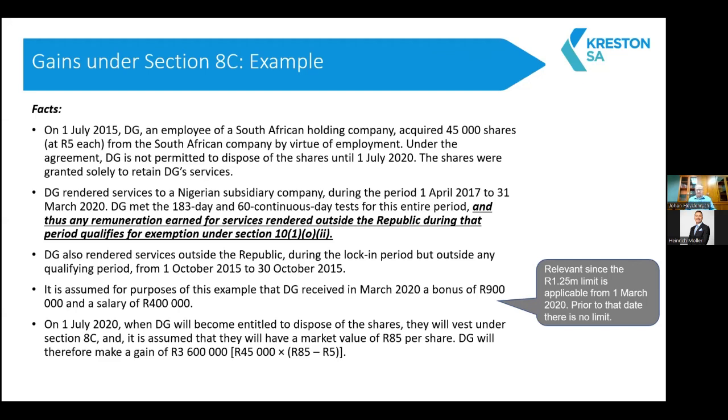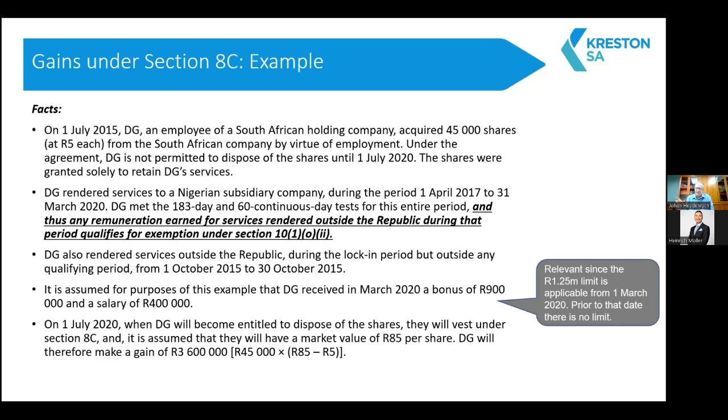So 1 July 2015, you get the share for 5 rand. You're not allowed to dispose of it, so it's a restricted equity instrument. On 1 July 2020, which is 5 years later, you're allowed to sell it. The 8C gain then arises on 1 July 2020, and you must pay tax on 1 July 2020, PAYE, everything, on 1 July 2020, in your February 2021 tax returns. All right. Meaning that, in this example, they assume that the market value then increased to 85 rand. So at that period, you've got 45,000 shares. You bought them for 5 rand. At the date that it became unrestricted, the market value is 85 rand.